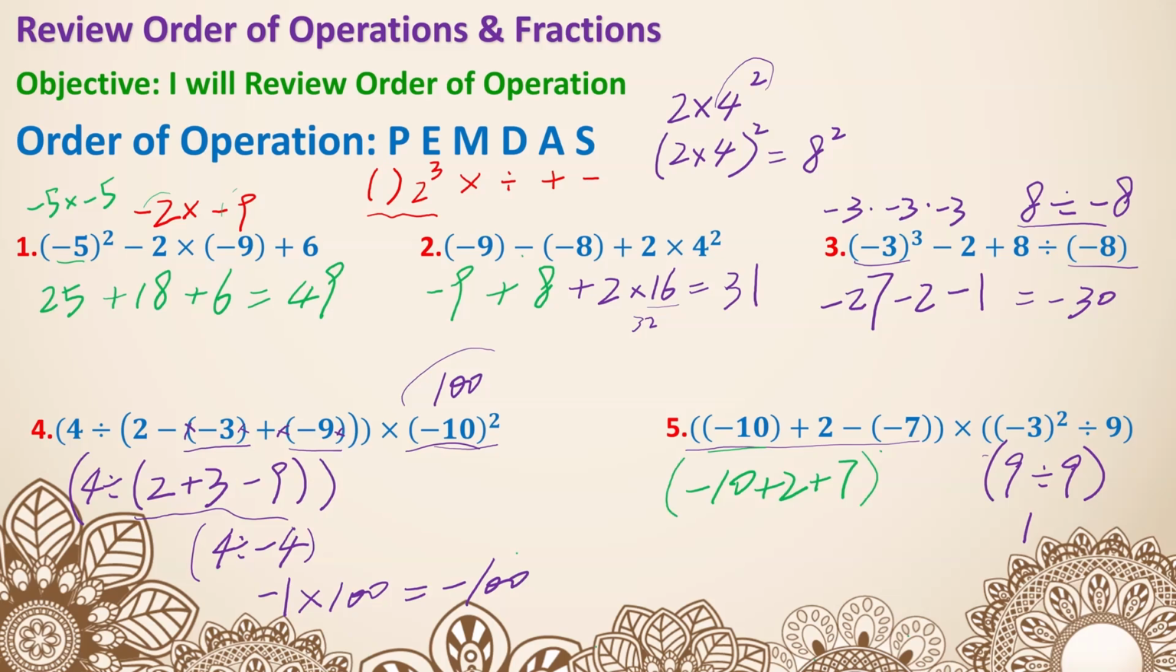The inside parentheses, -10 plus 2 plus 7 is a -1. Now, the first set of parentheses come out to be a -1. The second set of parentheses come out to be a 1. We multiply them. The final answer is just a -1. That is number 5.